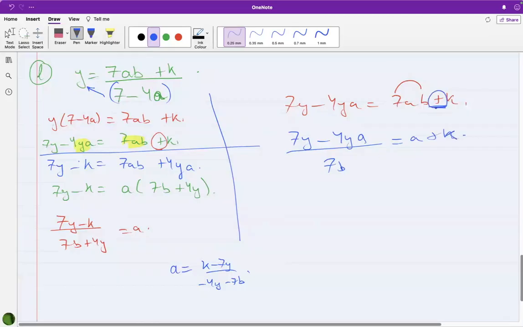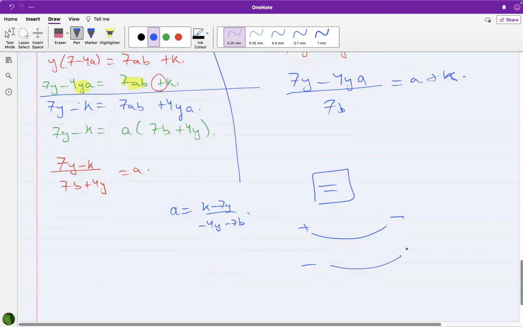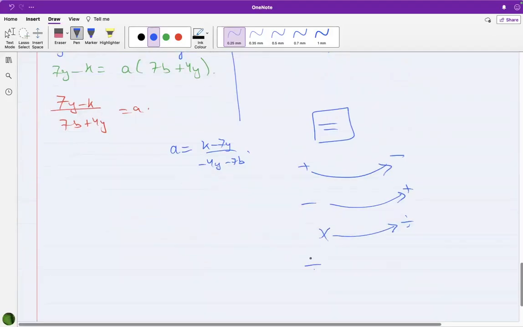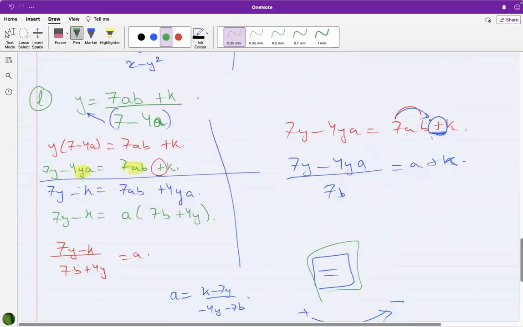Because this is added, it can go and subtract on the other side. When we have equality, if you are adding something, it can go and subtract. If it is subtracting, it can go and add. If it is being multiplied, it will go and divide. If it was divided already, it will go and multiply. Because this is equality, so this is against the rule.